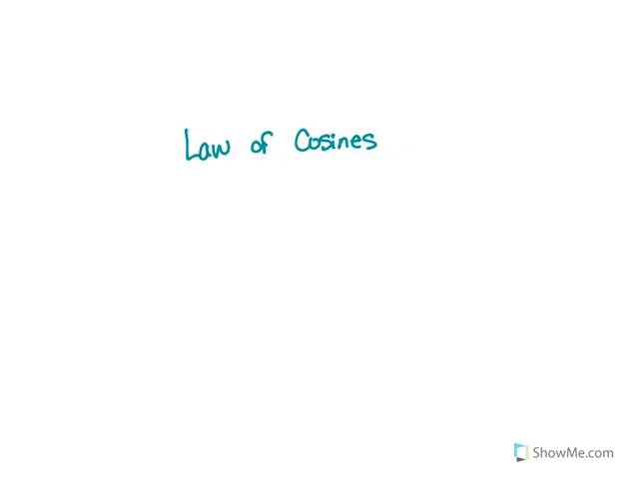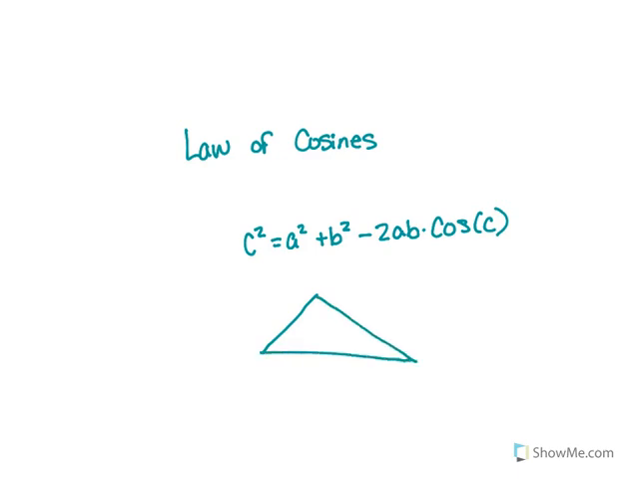And this should go on one side of your note card. On the other side, I want you to write c squared equals a squared plus b squared minus 2ab times the cosine of C. That looks like it's really complicated, but it's really not. So here's your triangle that would go with that. And remember, the sides across from the angles are labeled with the same letter, just lowercase. So this is what that really means.